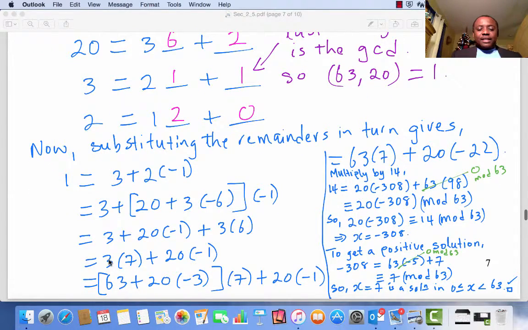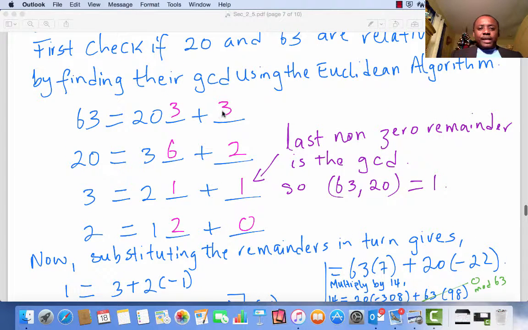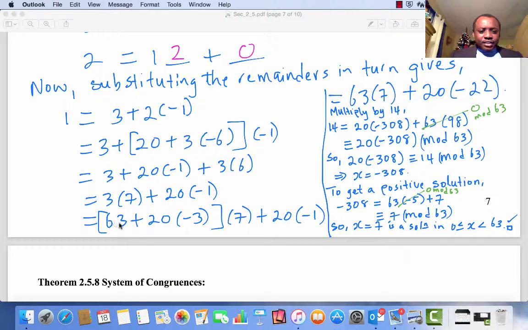Now the next remainder is 3. Solving for 3 in this equation, we get 3 equals 63 plus 20 times negative 3. So 3 becomes 63 plus 20 times negative 3, and there is a 7 out here, plus 20 times negative 1. Open all of these up. 63 times 7. Negative 3 times 7 is negative 21. Negative 21 plus negative 1 is negative 22. Putting all of these together, we get 63 times 7 plus 20 times negative 22. So we have written the GCD as a linear combination of 63 and 20.